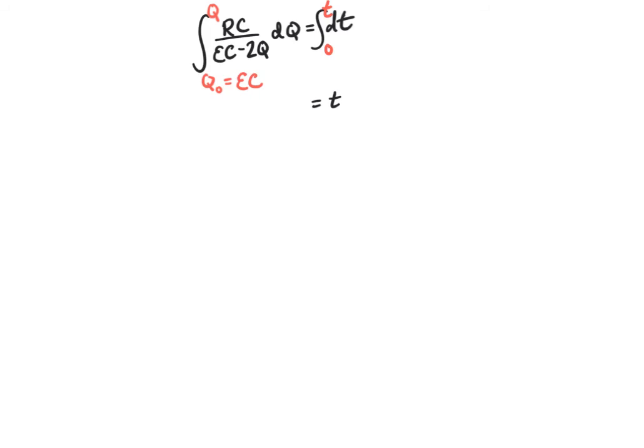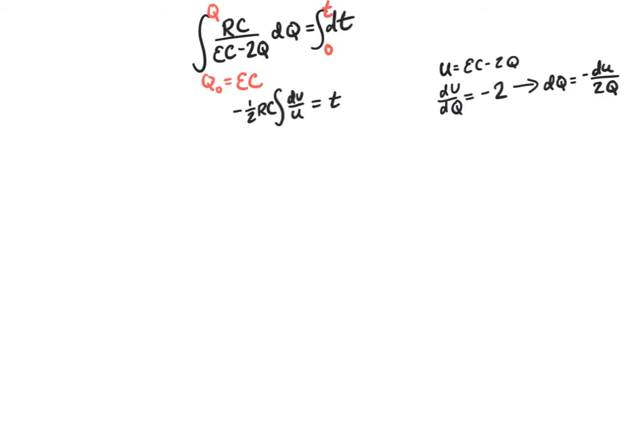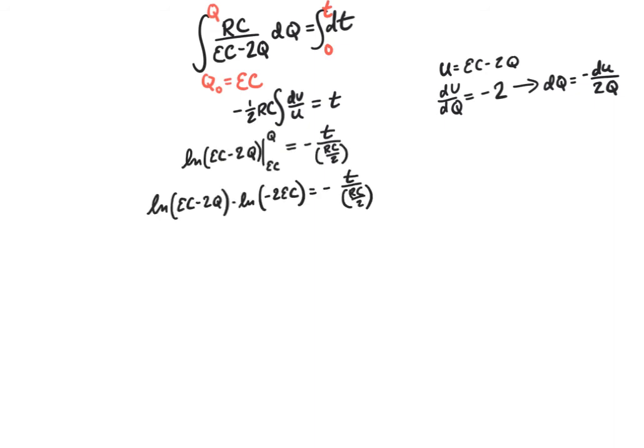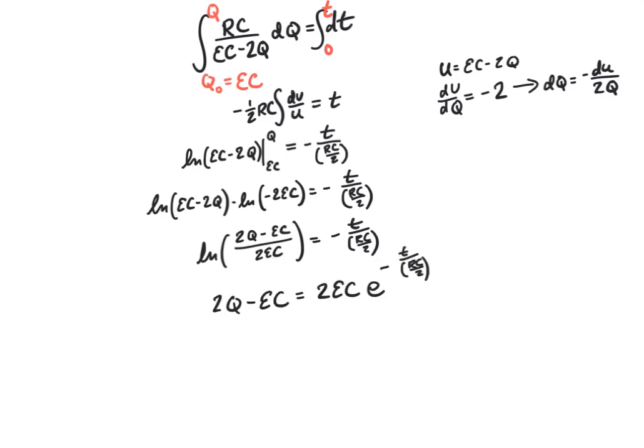The left-hand side we can compute using U substitution. This is a very similar integral to some of the ones that I went through in the previous video, so I'm just going to go through it pretty quickly. The integral of 1 over U gives us a log. We apply the boundary conditions. We consolidate our terms, and we exponentiate both sides. One final rearrangement of terms gives us this nice expression for charge as a function of time.